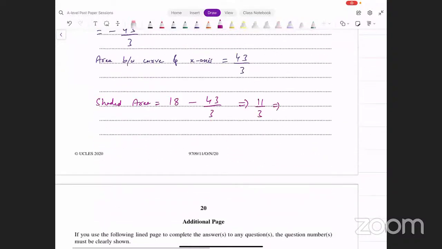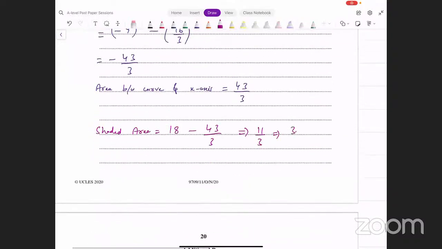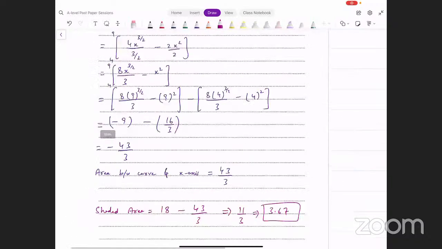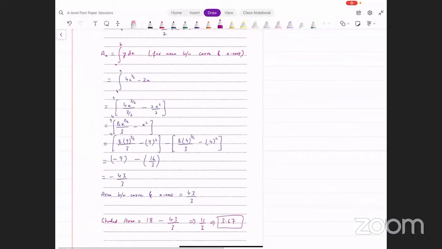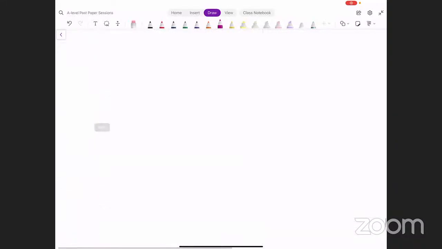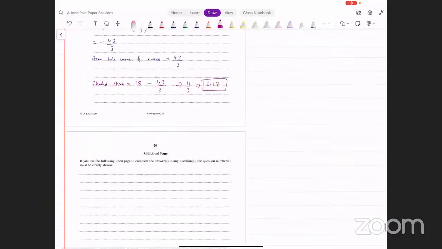Or you can write 3.67. 3.7 नहीं लिखना, 3.67 लिख सकते हैं. तो 3 significant figures. That's your final result. This is the area of that shaded region. All right, so that's what we had to do in this part, and that completes our paper.